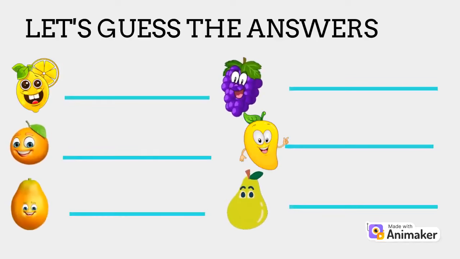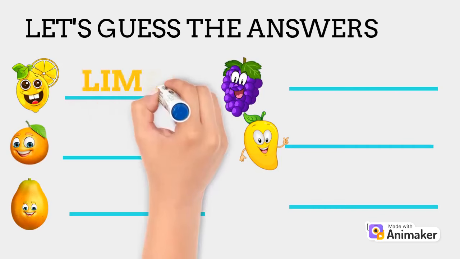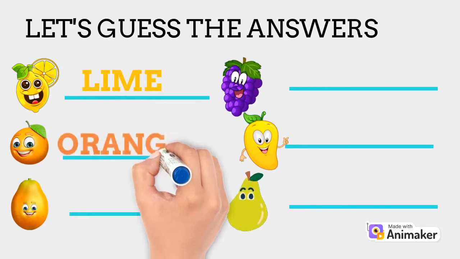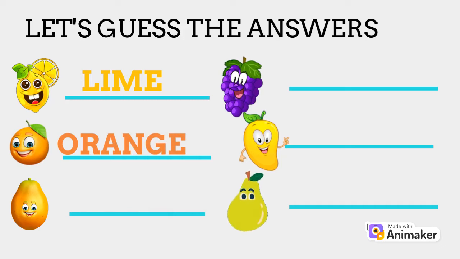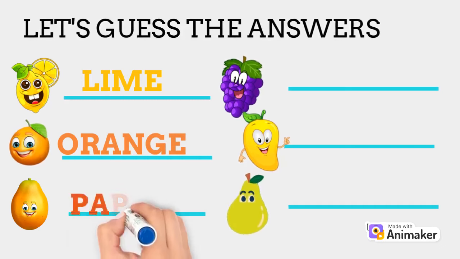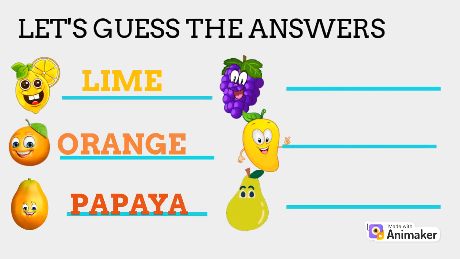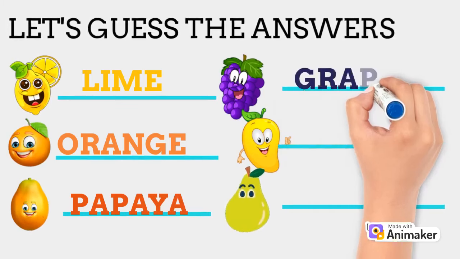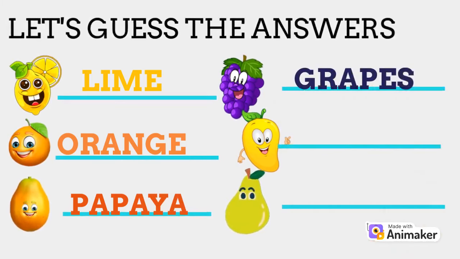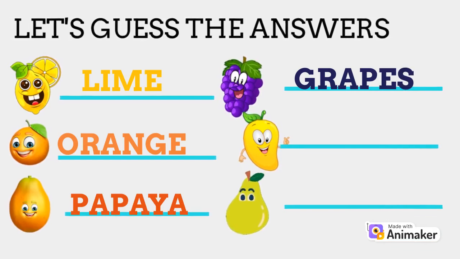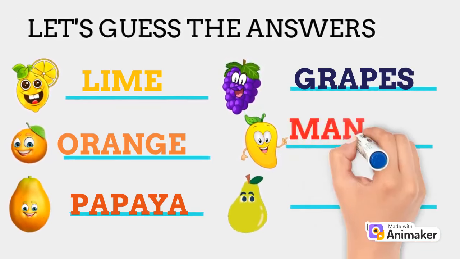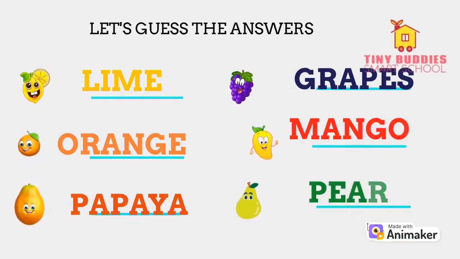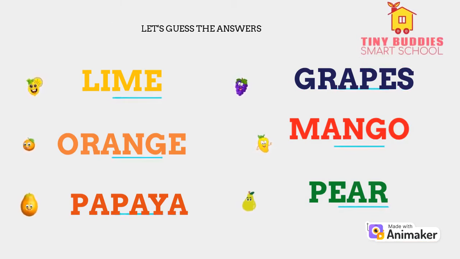Hear the answers. L, I, M, E. Lime. O, R, A, N, G, E. Orange. P, A, P, A, Y, A. Papaya. G, R, A, P, E, S. Grape. M, A, N, G, O. Mango. P, E, A, R. Pear.